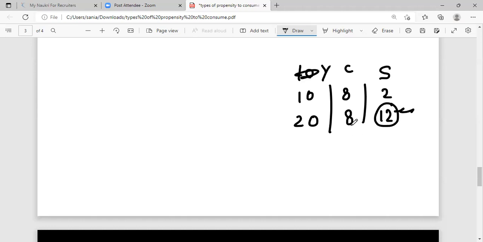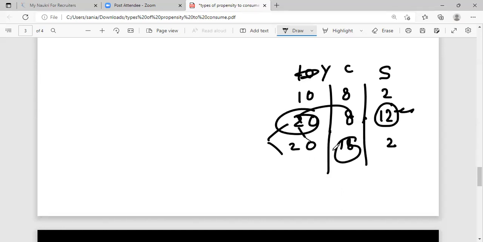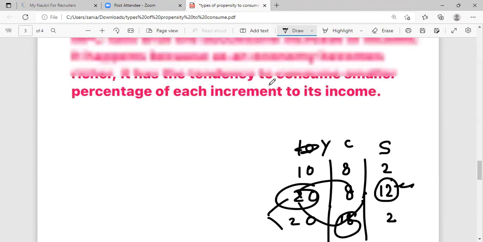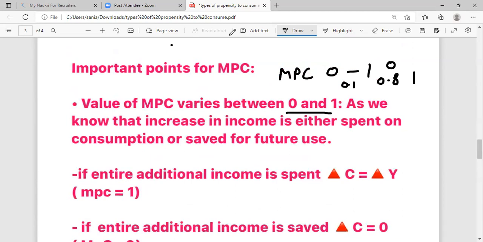Or you can use your entire extra income on consumption. For example, you have two situations for 20. You either can consume the same thing but use the entire extra income for your savings, or you can add over here, increase consumption, and keep the savings the same, right? So either you can use your entire extra money on consumption or on savings, right? Yes or no? Got the point? Can you repeat again?